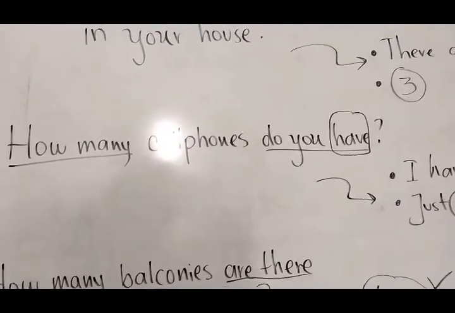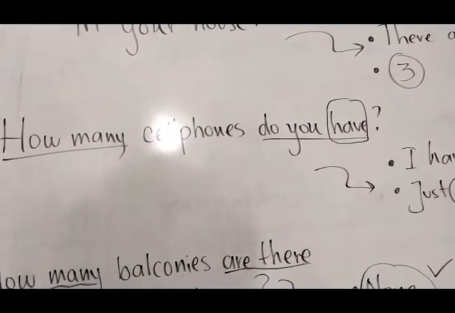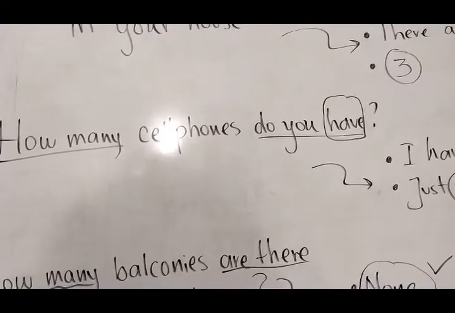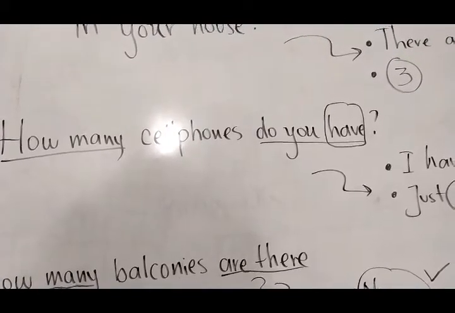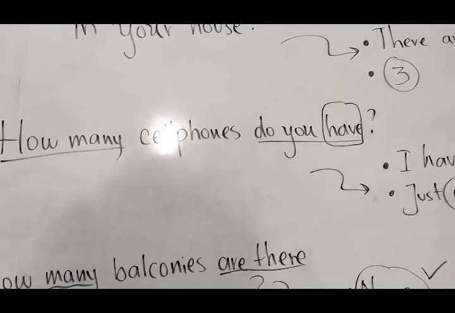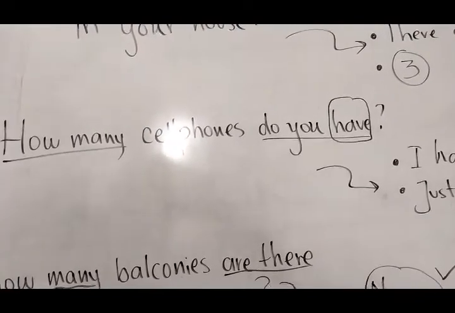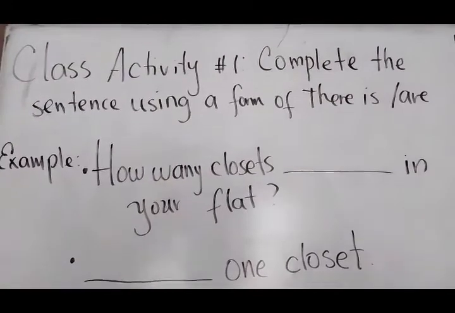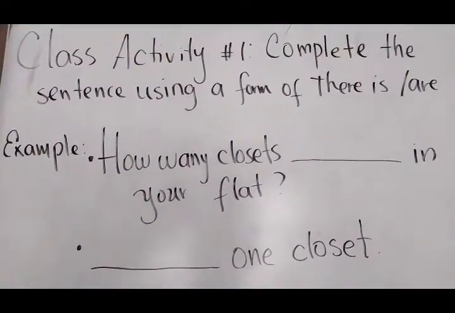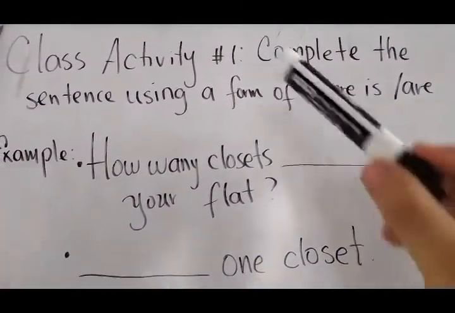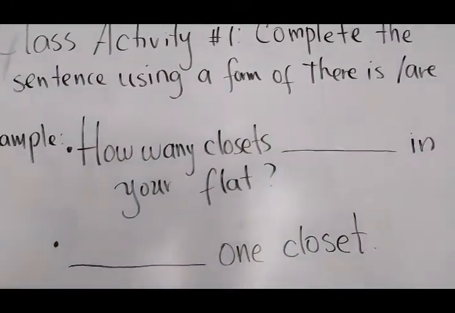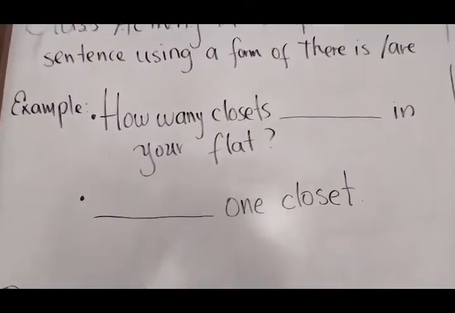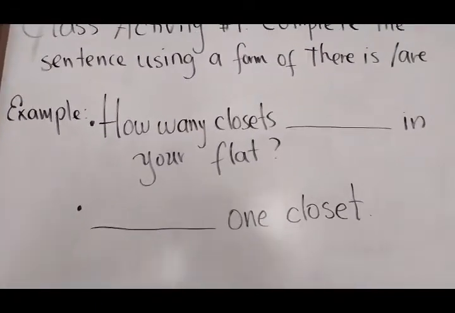Now we are going to do a shared activity for you to practice it, and I want you to participate in this activity that I'm going to show you by writing your answers in the comments. The idea of this activity is that you're going to complete the sentences or the questions using a form of there is and there are. First I'm going to give you one example, and then you're going to do the rest of the 10 activities.